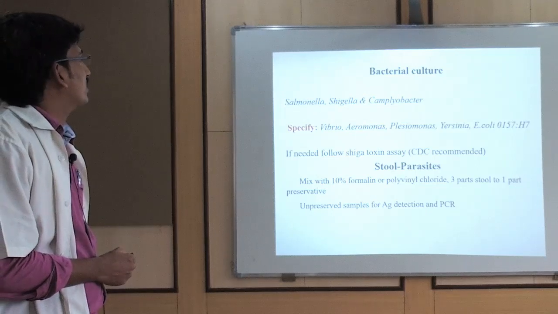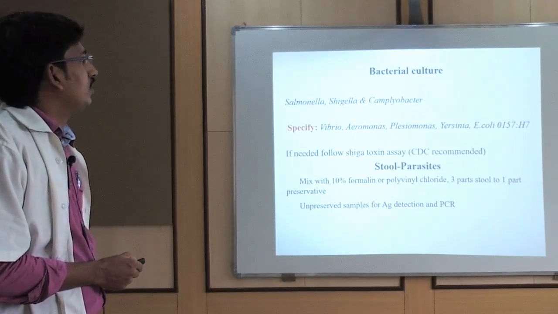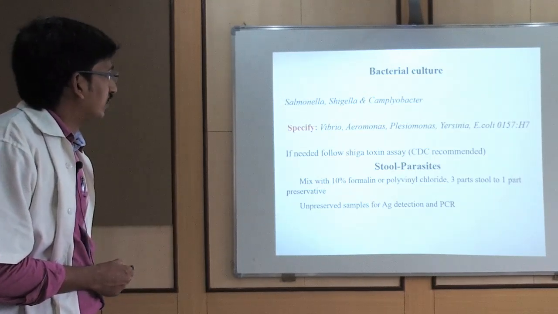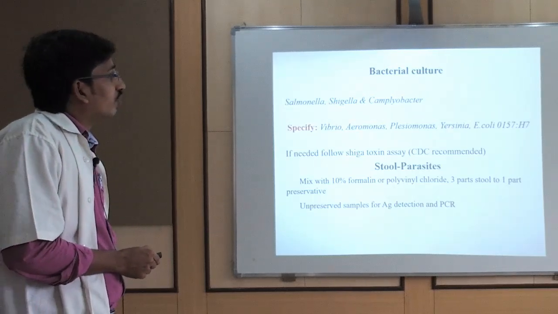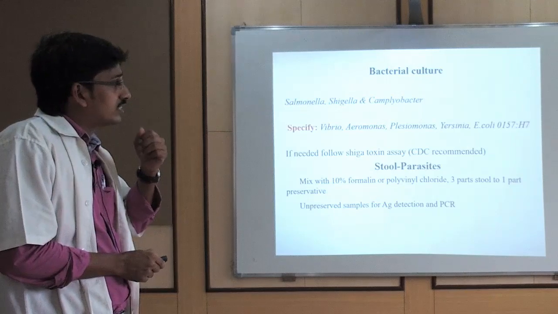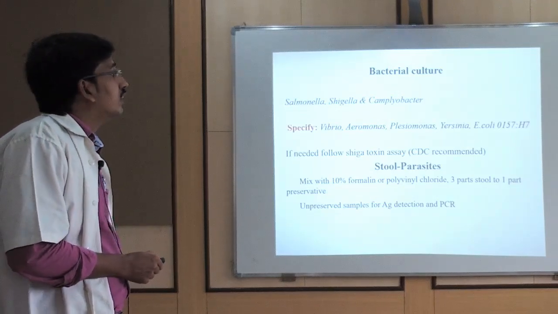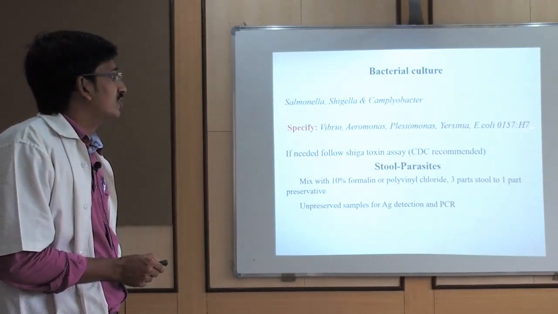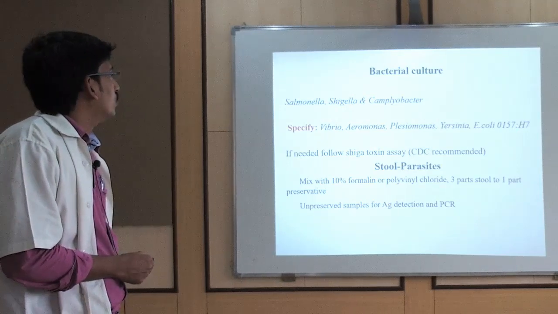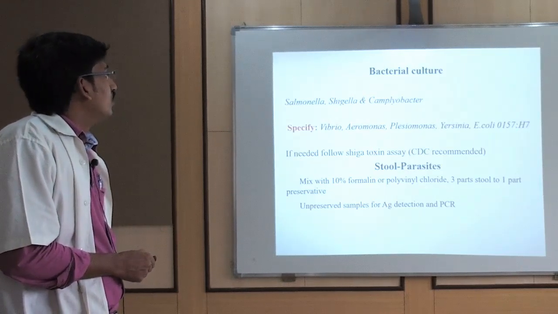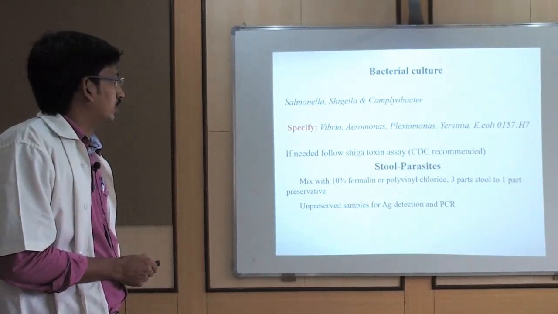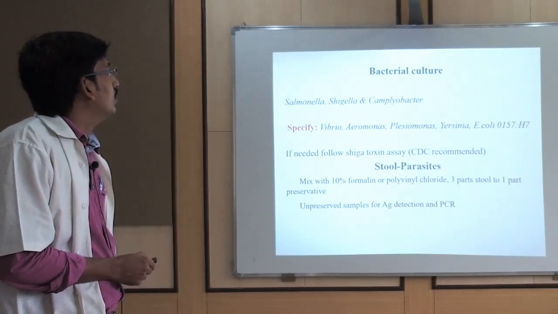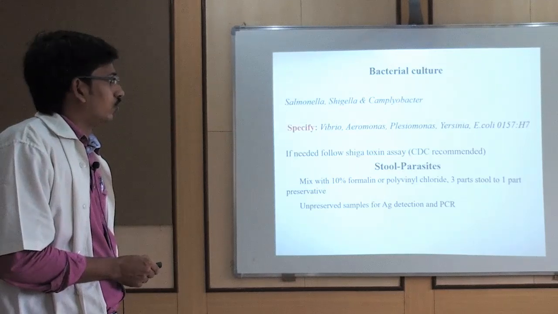mostly we encounter Salmonella, Shigella and Campylobacter. If the doctor specifically asks for Vibrio, Aeromonas, Pseudomonas, Yersinia, E. coli O157:H7, then only you have to process them, otherwise we never process these. Suppose the doctor asks for a Shiga toxin assay, then you follow it, otherwise you don't do any Shiga toxin assay. Okay, all this should be recommended by the CDC, Centers for Disease Control.